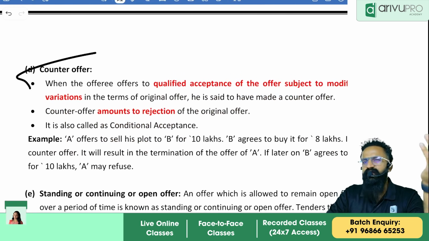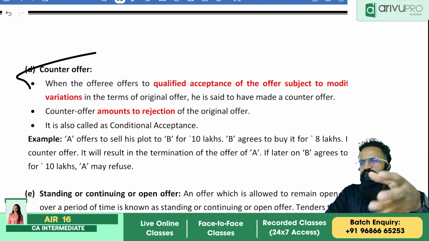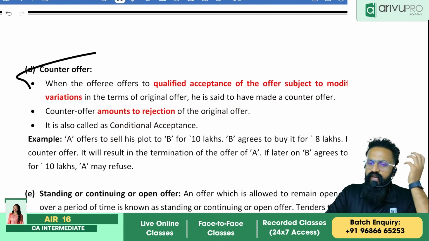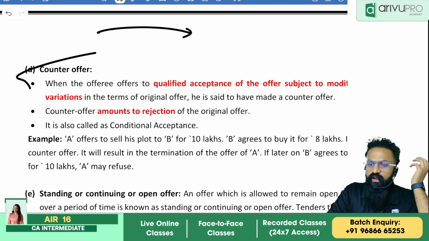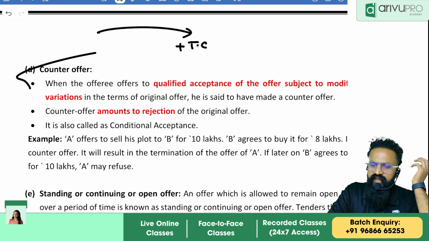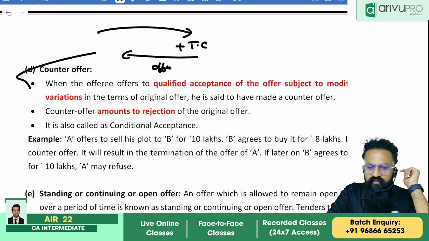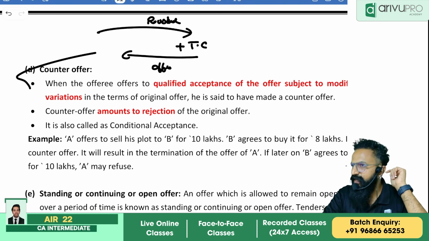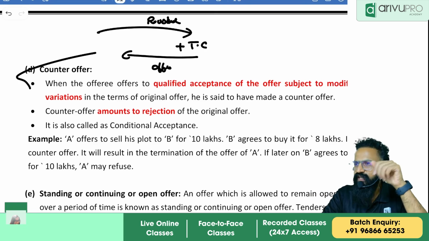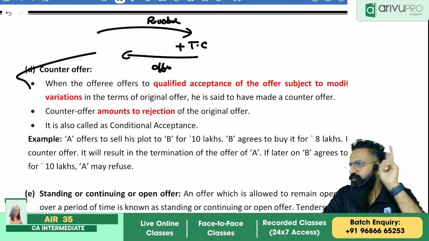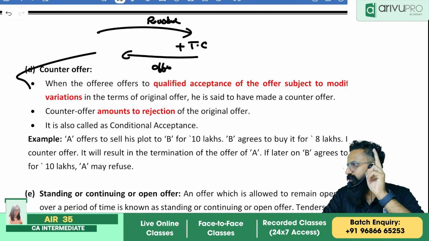The next type of offer is called a counter offer. A counter offer is nothing but, in simple terms, a negotiation. When the party says something, you add your own terms and conditions and then you reply. Now this becomes an offer. The first offer stands revoked. This comes to an end. Agreed? If you are studying counter offer, you can read along with its two more topics.